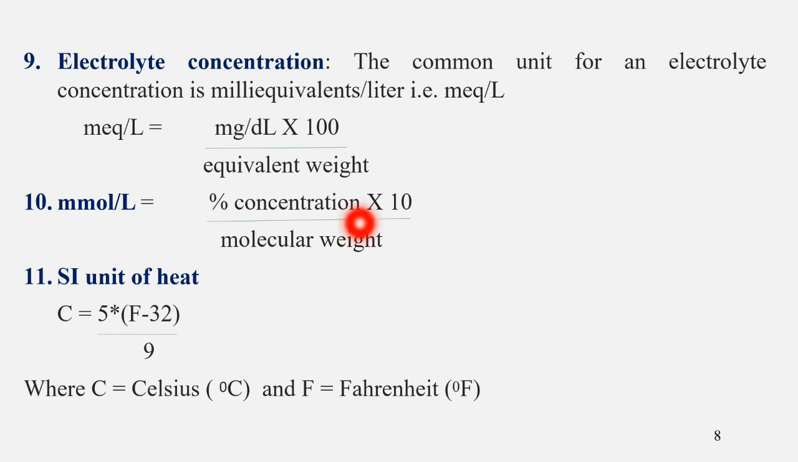Next is the SI unit of heat. Celsius equals 5 into Fahrenheit minus 32 by 9. This is the unit of heat. C equals 5 into F minus 32 by 9.